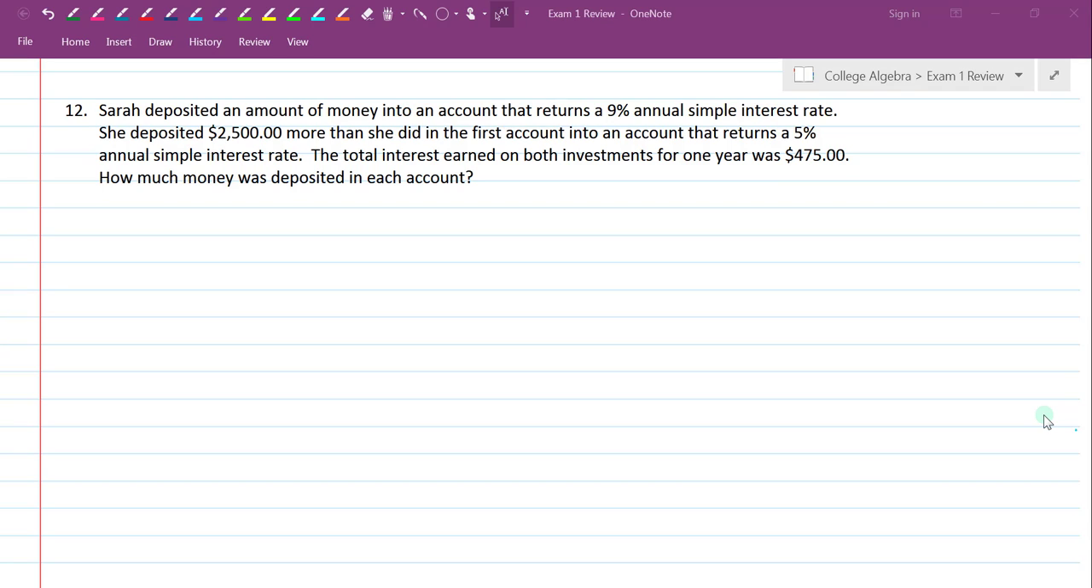We're on problem 12 of the review, and the problem reads: Sarah deposited an amount into an account that returns 9% annual simple interest rate. She deposited $2,500 more than she did in the first account into an account that returns 5% annual simple interest rate. The total interest earned on both investments for 1 year was $475. How much money was deposited into each account?